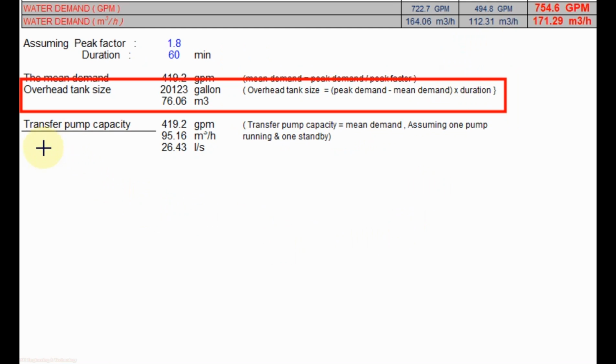And the minimum size for overhead water tank we calculate by the formula. Overhead water tank size equal to peak demand minus mean demand into duration for the peak demand. Peak demand we have calculated here 754.6 GPM, and the mean demand we already calculated 419.2 GPM, and the duration for the peak demand equal to 60 minutes. When we apply these values in the formula, we get the overhead water tank size 20,123 gallon, or in cubic meter it is 76.06 cubic meter.